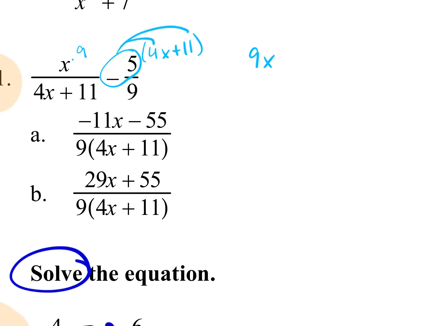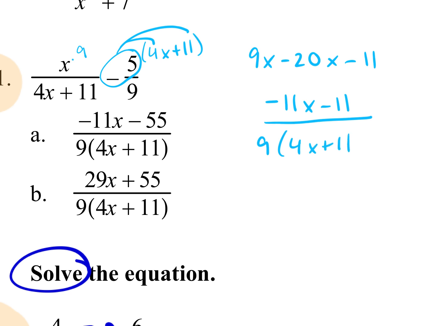So that's probably one of the most common mistakes that people will make here, and I bet it's even an answer choice, is that people just distribute positive 5, but they forget to distribute the negative to the 11 also. So this would be negative 20x minus 11. So 9x minus 20x would be negative 11x minus 11 over 9 times 4x plus 11.